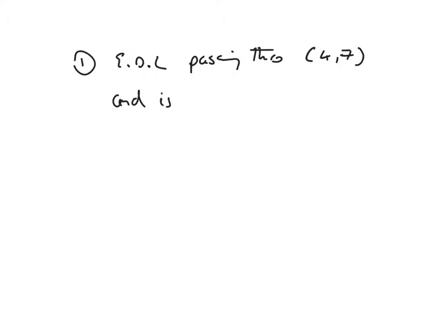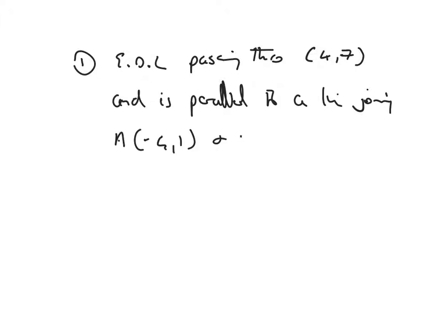Okay, let's try an example. Find the equation of the line passing through 4, 7 and is parallel to a line joining A minus 4, 1 and B 3, 1.